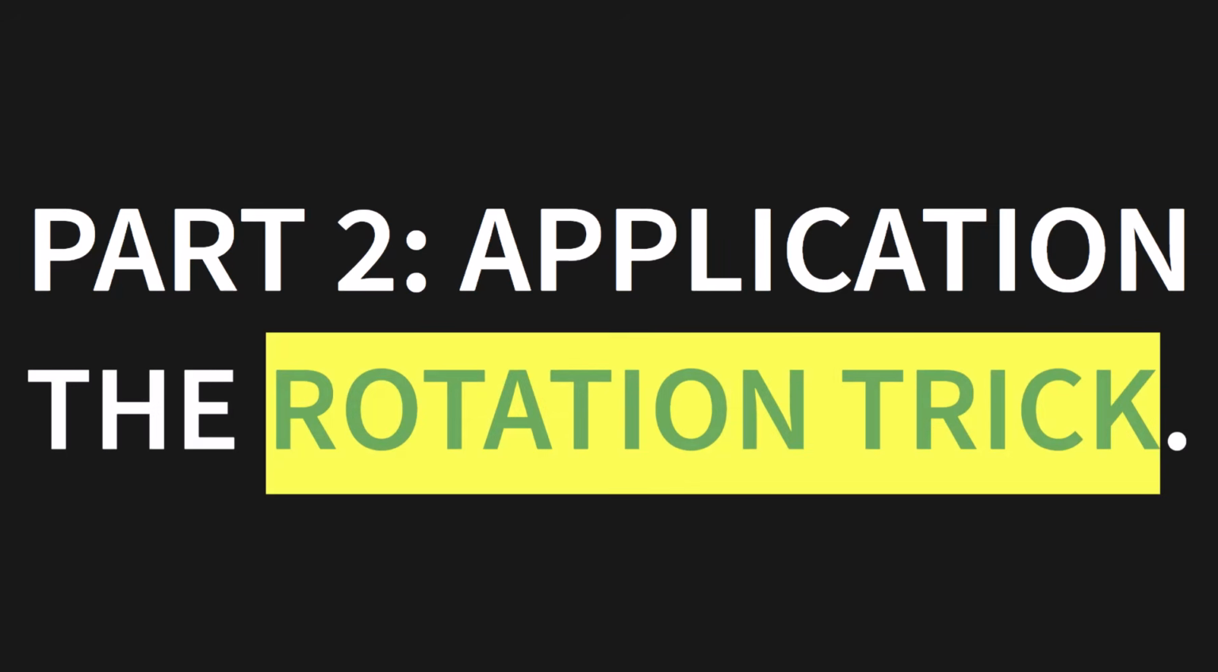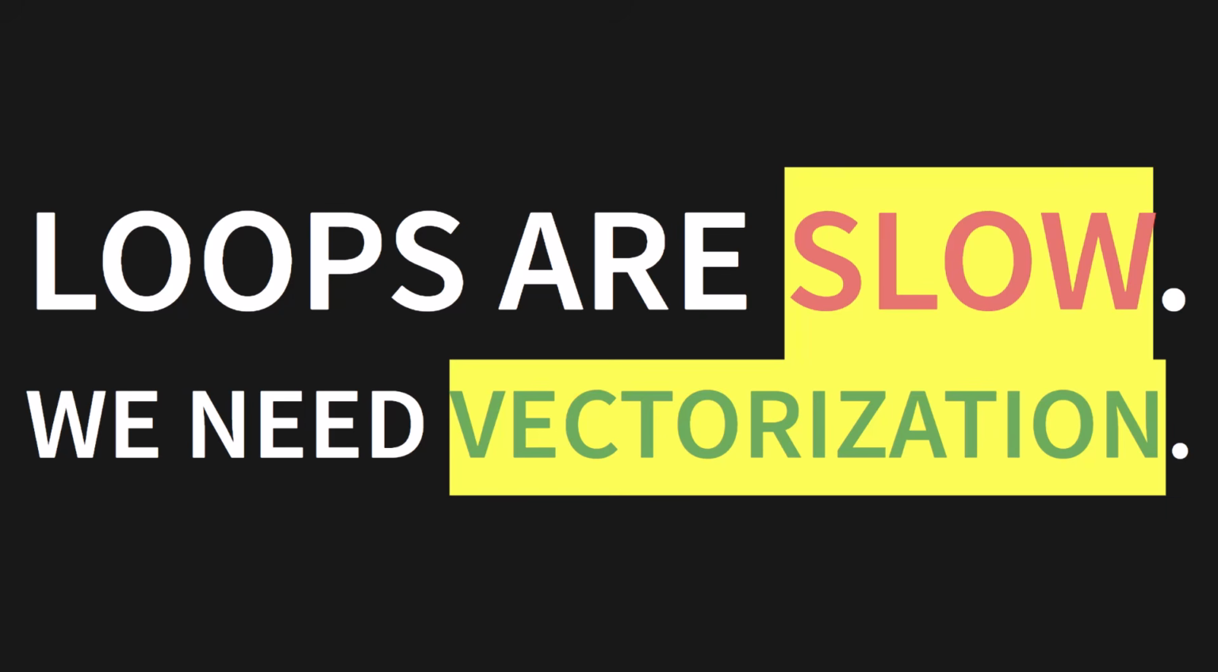All right, part 2, the application. This is where we implement the famous rotation trick. Here's the thing you need to know about deep learning. Loops are slow, terribly slow. We can't be iterating through dimensions. We need to do everything at once. We need vectorization. So how do we do that?